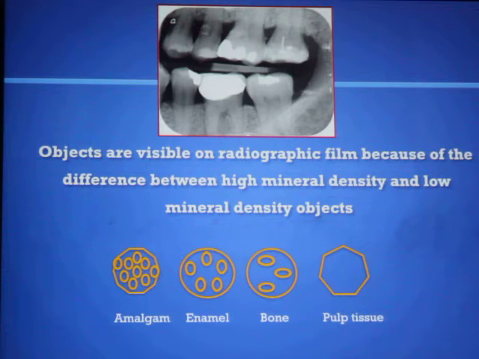Objects are visible on radiograph film because of the difference between high mineral density objects and low mineral density objects. As you can see in the schematic view, amalgam would be high density and pulp would have no density, and it creates a contrast for us to differentiate the objects.